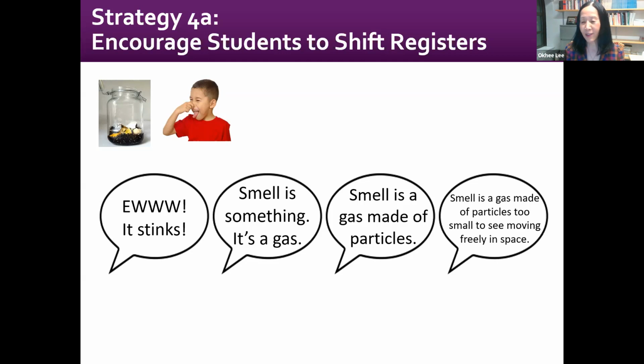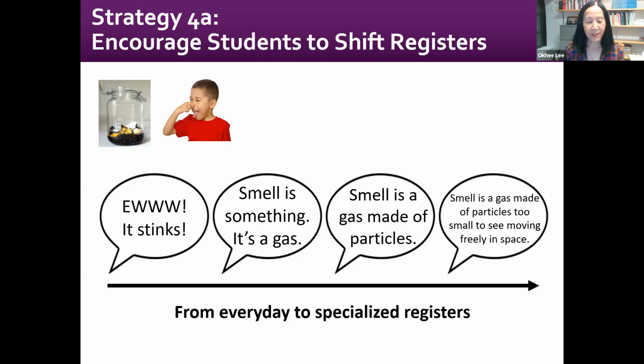Starting from 'ew, it stings' to that. So it's called moving from everyday register to specialized register. About 2 weeks, starting from here to here, all students. Now you learn the register. That's it. Register.